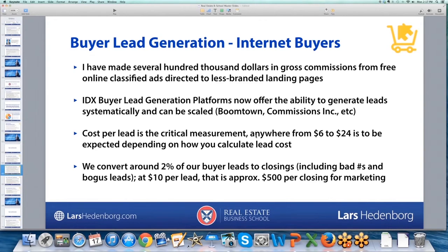Most of the lead gen platforms out there, Boomtown, Commissions Inc., Real Geeks, Conversion, there's probably another 5 or 6 out there. And there are 3 in development now from team leaders who are trying to invent a better system as well. But getting one of these systems on board and working it as a pipeline is critical, in my opinion, to being able to scale your team, and to having what agents think is the magic about real estate: being able to enlist buyer agents to join your team.